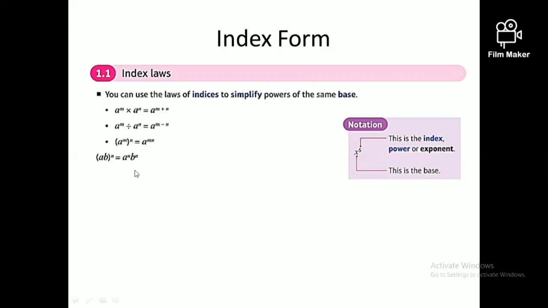The other one is some kind of exceptional theory. If you get two terms multiplied and raised to the power n, you can write this as a to the power n into b to the power n. Those are the basic principles we have to understand under index law.